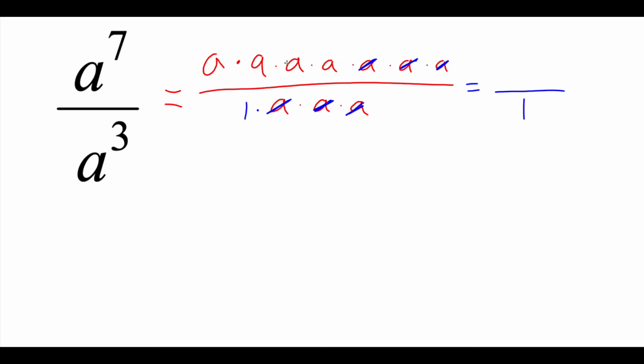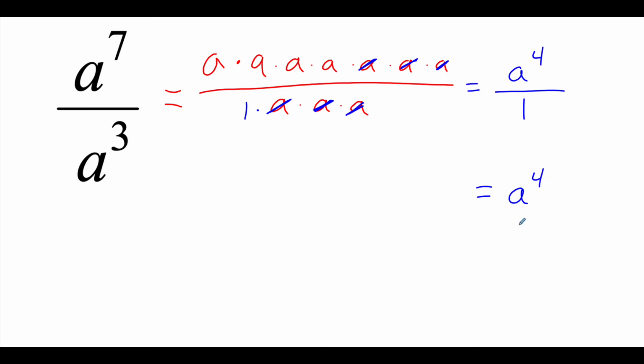And if we look across the top, we canceled out 3 of those a's, but there are 4 of them left over. And if we want to shorten that, we can shorten that to be a to the 4th. And when we have a to the 4th being divided by 1, dividing by 1 doesn't change anything, so we just get a to the 4th.